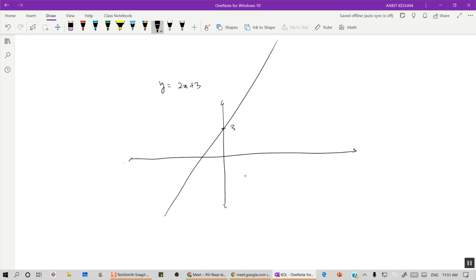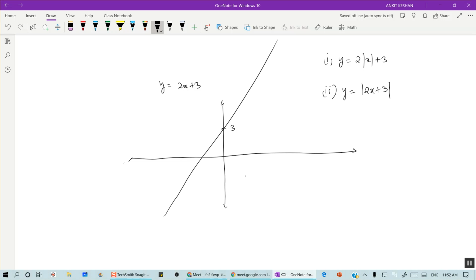Okay. This is 3. Now you want to apply mod over this. What will happen? There is one case: y equal to 2 mod x plus 3. Another case is y equal to overall 2x plus 3 modulus.